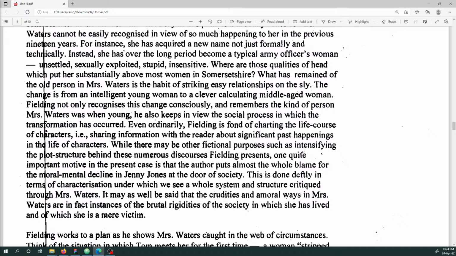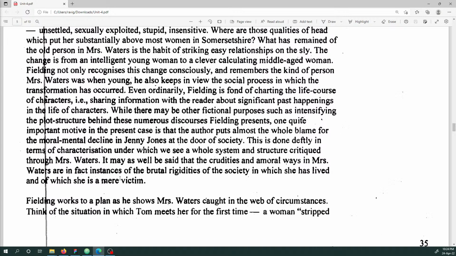This is done deftly in terms of characterization, under which we see a whole system and structure critiqued through Mrs. Waters. It may as well be said that the crudities and immoral ways in Mrs. Waters are in fact instances of the brutal rigidity.